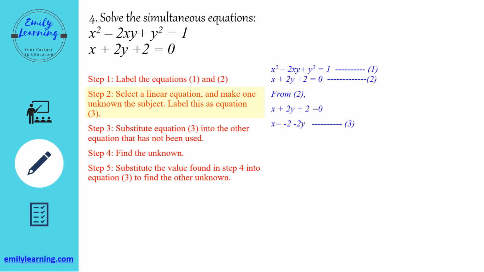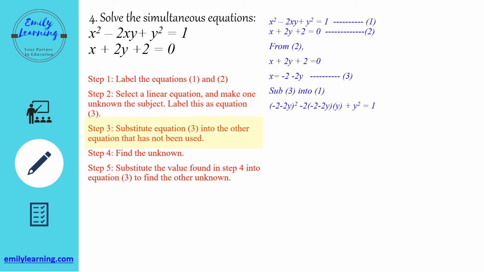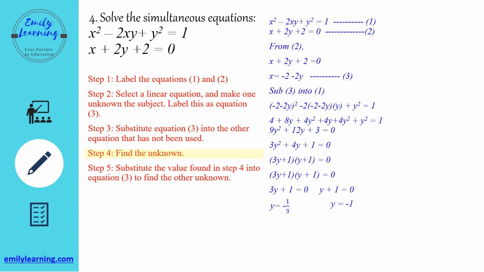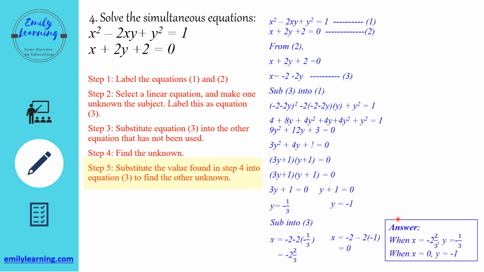Once I've made x the subject, I'll label this equation as equation 3 and substitute it into equation 1, which has not been used yet. Expand the algebraic expression and solve for y. In this case, I have y equals negative 1/3 and y equals negative 1. Once I have found the values of one of the unknowns, in this case y, I will substitute y equals minus 1/3 and y equals minus 1 into equation 3 to find x. Now I'll get a pair of values of x and y. How was it?